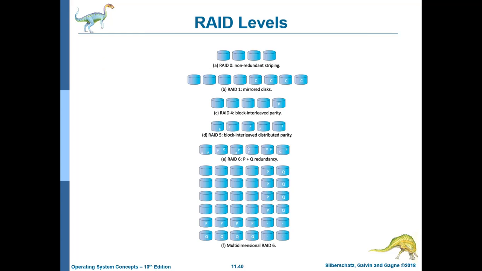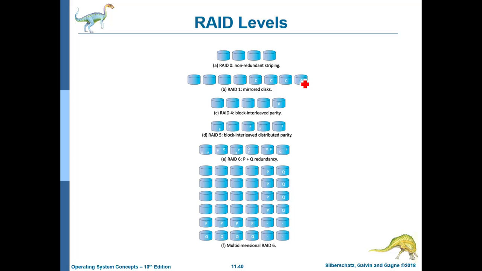Next are the RAID levels. As I said, RAID 0 is non-redundant striping. For example, if you wanted to do RAID 0 with your hard drive, you divide the hard drive into stripes and store stripe 1, 2, 3, and 4. Next is RAID 1, mirror disks. This is the striped disk, and since it is 4, you replicate it, so you already have 8 disks.